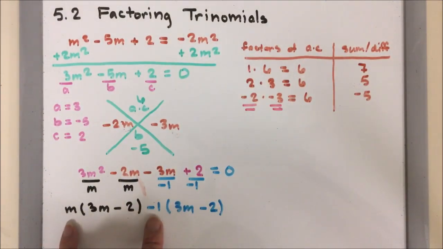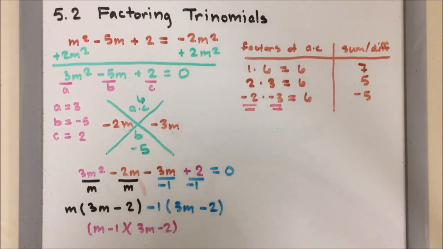So I'm going to group these two outside factors, or also known as greatest common factor, GCF, together. So I'm going to write m minus 1 as one group. Then the other group is the one that's inside the parenthesis, where both of them are exactly the same. Again, they have to be exactly the same. So 3m minus 2. So that is my factors. So these are my factor form or factors. Let me box that up.